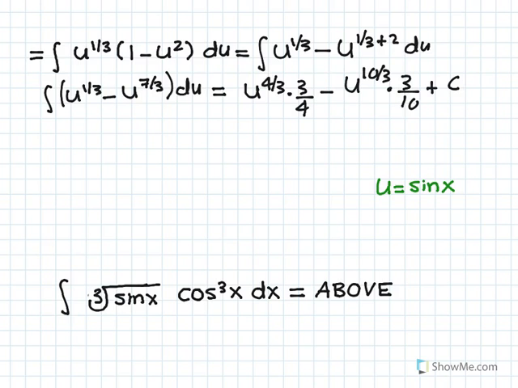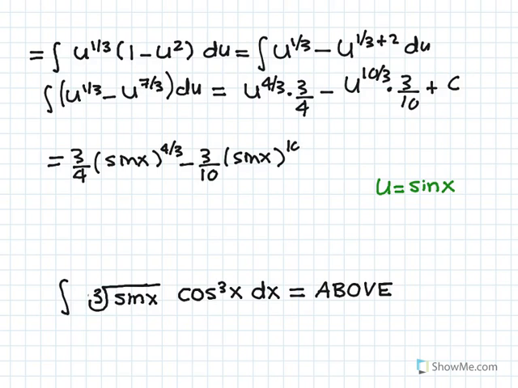But now let's put u back in. u is equal to sine x. So what we get is 3 over 4 times sine x to the power of 4/3 minus 3 over 10 times sine x to the power of 10/3 plus c. So the integral of the third root of sine x times cosine cubed x dx is what we have above.